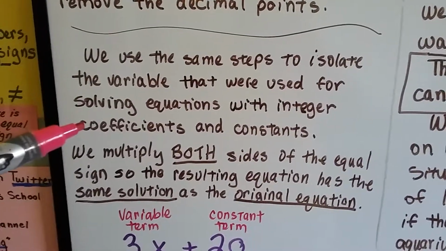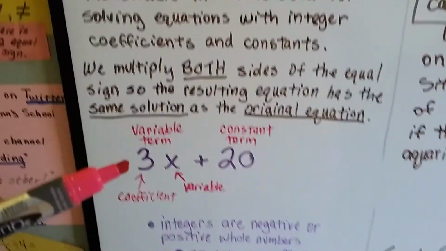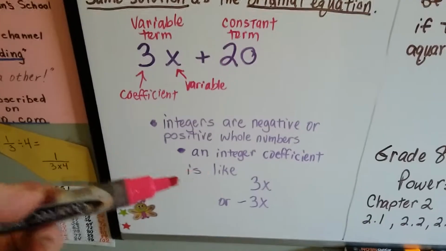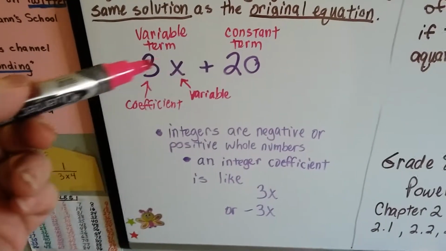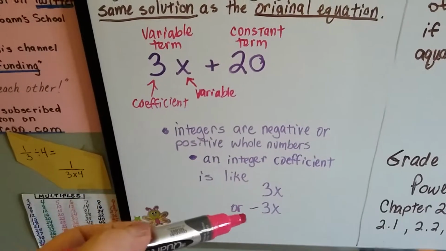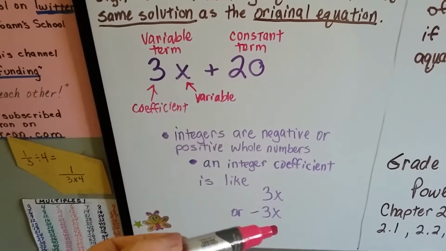Now, are you confused about integer coefficients and constants? Remember, an integer is a negative or positive whole number. So an integer coefficient, the coefficient being the number in front of the variable, would be like a negative 3x or a positive 3x. See? That's just an integer coefficient.